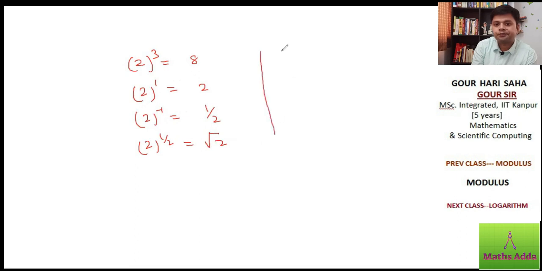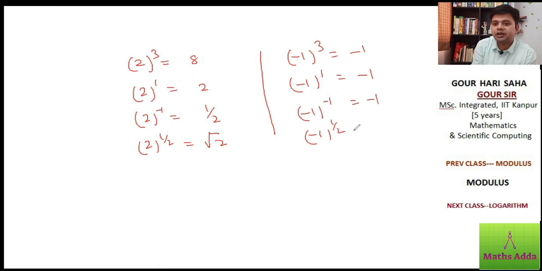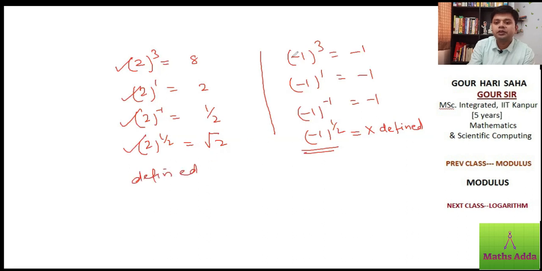Let us take another set. Minus 1 to the power 3, minus 1 to the power 1, minus 1 to the power minus 1, and minus 1 to the power 1 by 2. This is minus 1, this is minus 1, this is minus 1, and this is not defined. So I see some problem here. On this side, all these exponential forms are defined. But when I see this side, 3 terms are defined, the last is not defined. So the problem is when it is a negative base.